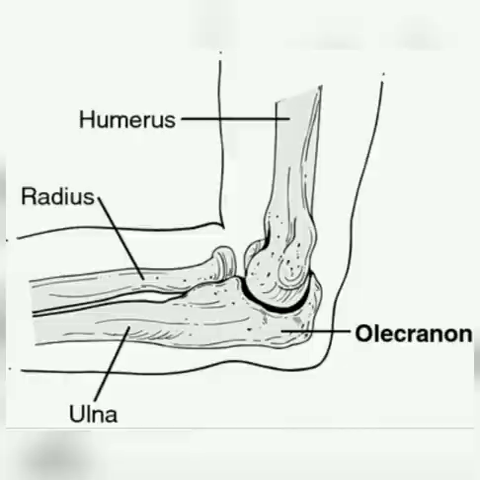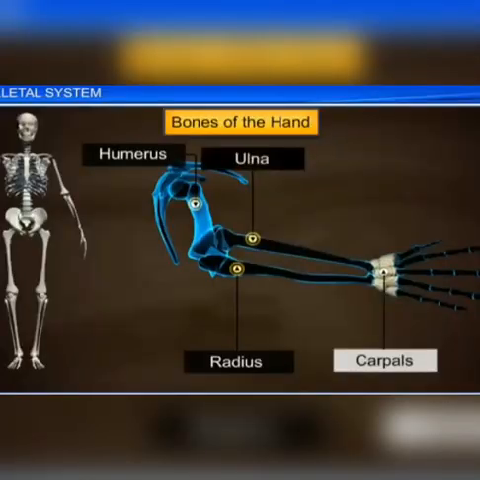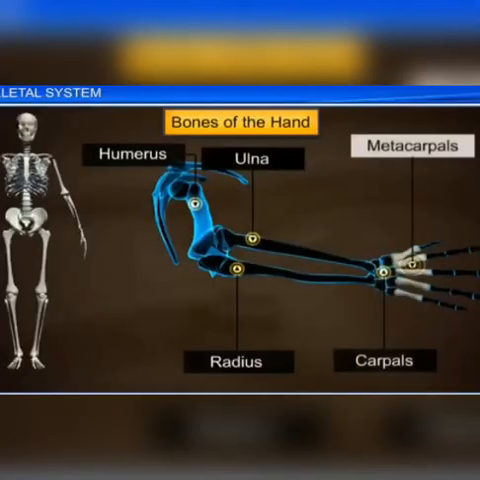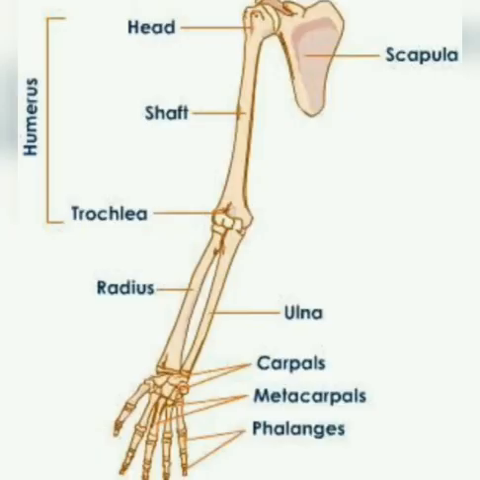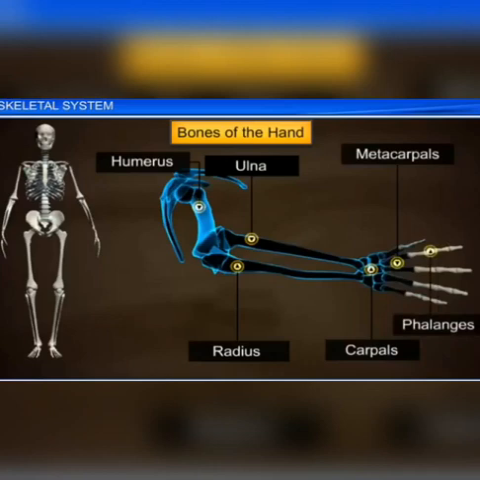The hand consists of carpals, metacarpals and phalanges. Carpals are nothing but the wrist bones, which are 8 in number, and the metacarpals form the palm bones, which are 5 in number, and phalanges are the digit bones, which are 14 in number.